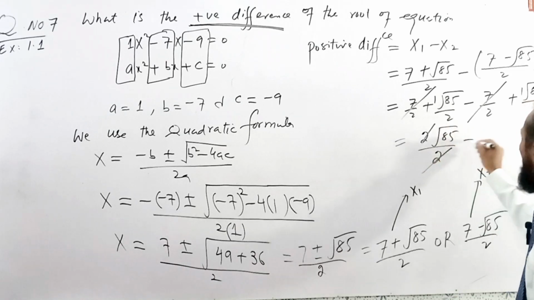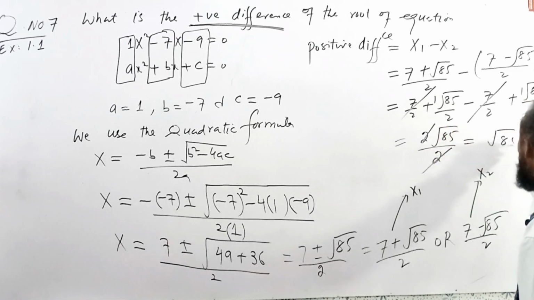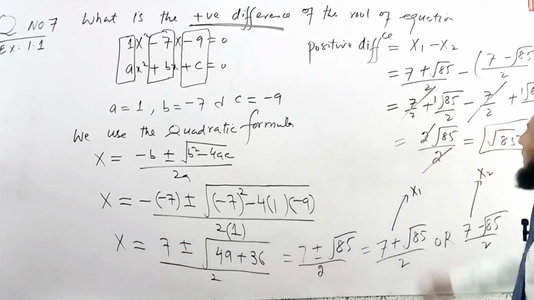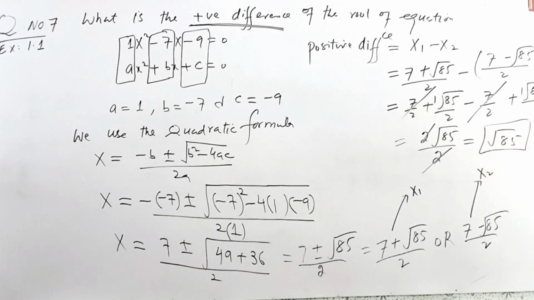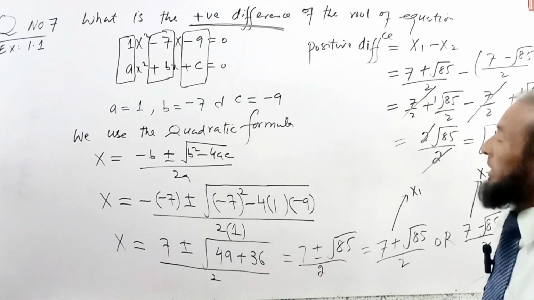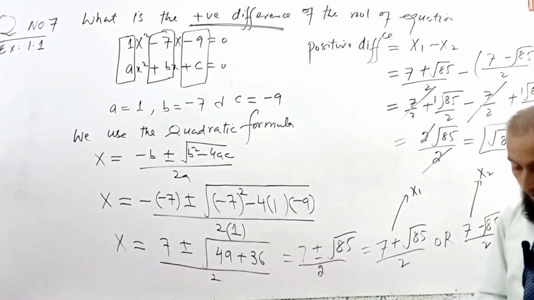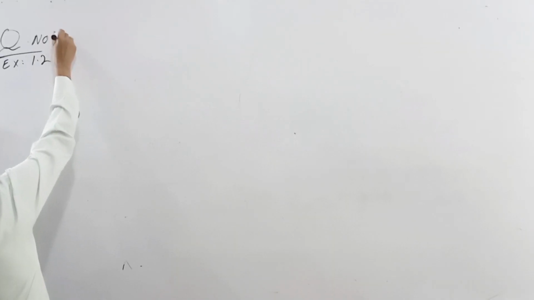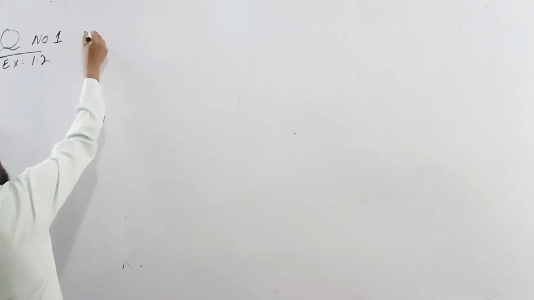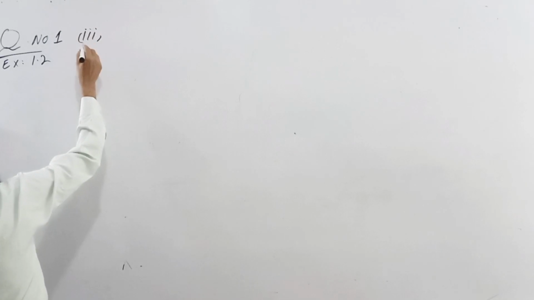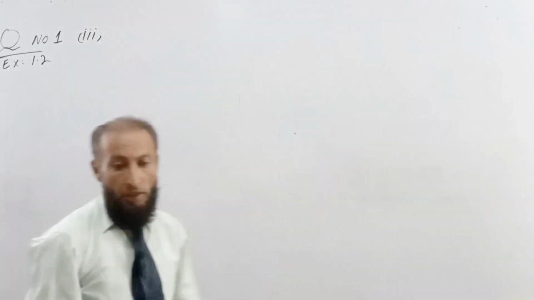2 to is cancel, we get the answer 85 under root. This is the positive difference of the given quadratic equation, x square minus 7x minus 9. Question number 1, part 3. Part 3 is a very important question.